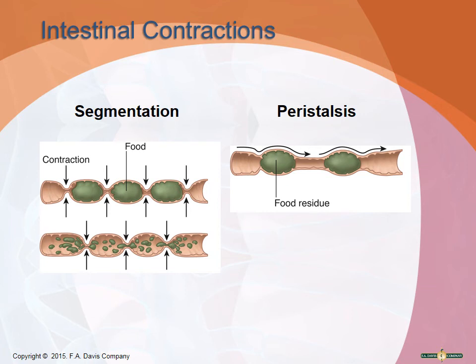Two ways that we have food moving along are segmentation and peristalsis. With segmentation, you have this breaking up into sections in the small intestine, where there's contraction, relaxation, and breaking up of the food. And then you have peristalsis, where it's moving in one direction, toward the end.